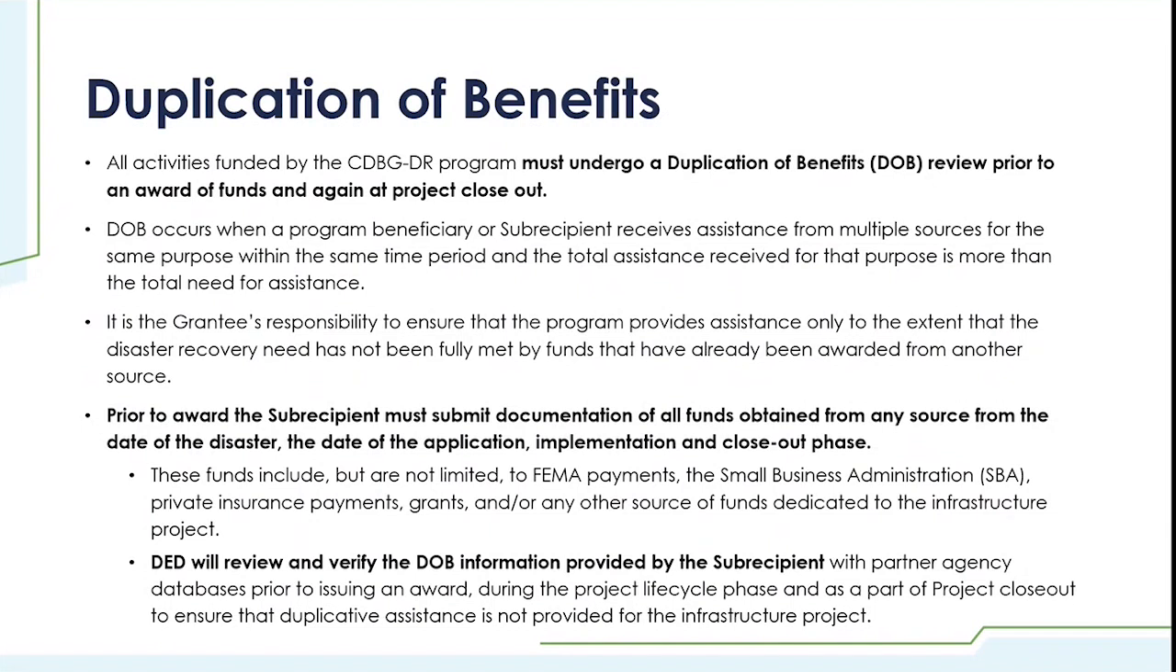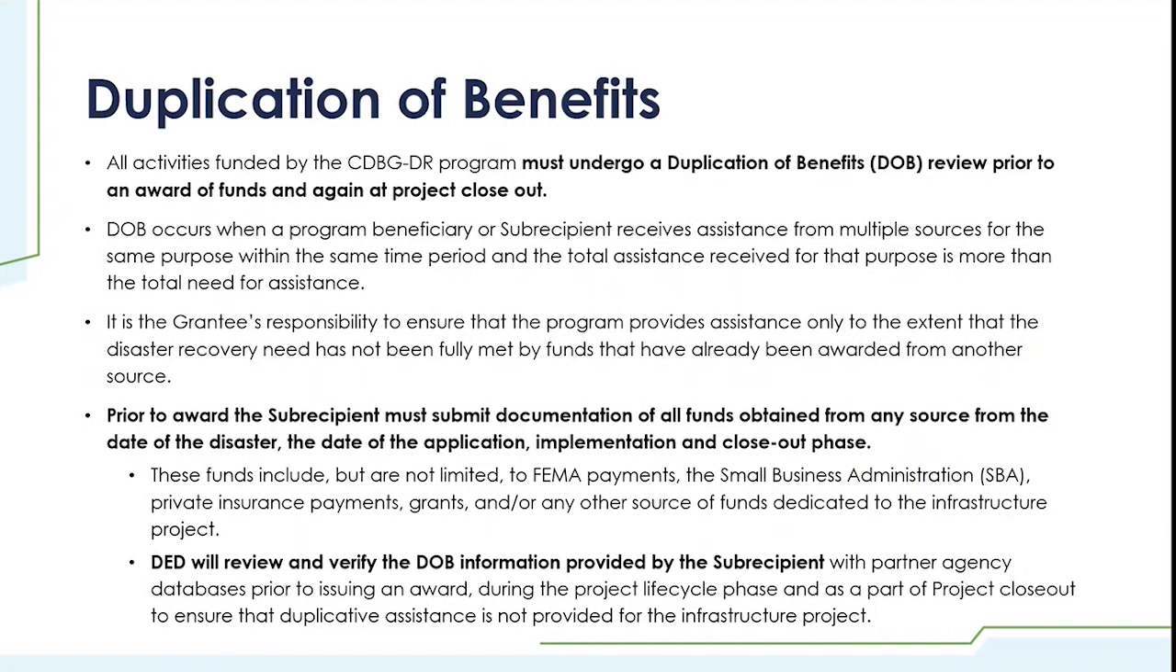So a DOB occurs when a program beneficiary or a subrecipient receives assistance from multiple sources for the same purpose. Okay, so to just emphasize on that, oftentimes projects will have additional funding sources. DOB is really just looking to make sure that those outside funding sources do not cover the same activities and are not for the same time period and for the same amount of assistance. Okay. And so really that's just to ensure that any program beneficiary or subrecipient is not receiving more funding than is needed to implement the program. And again, is not receiving funding for the same activities.